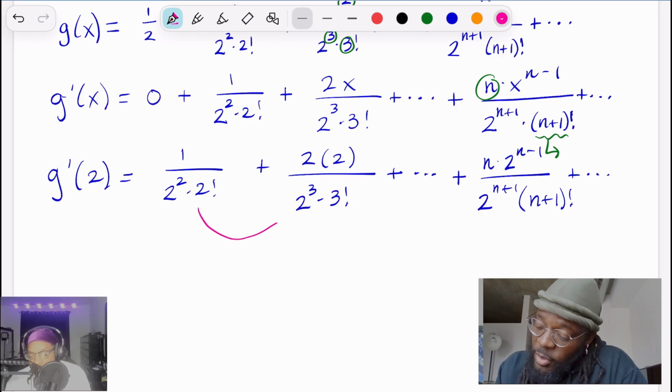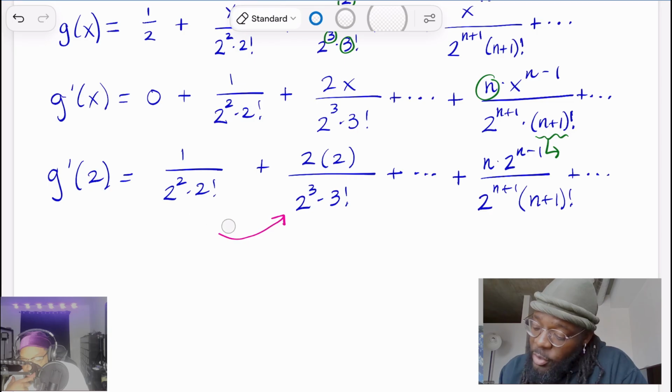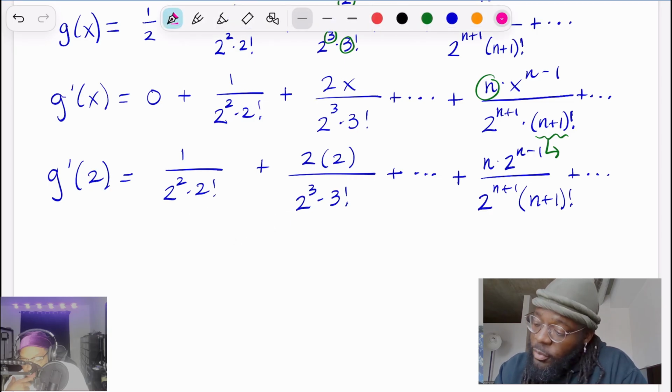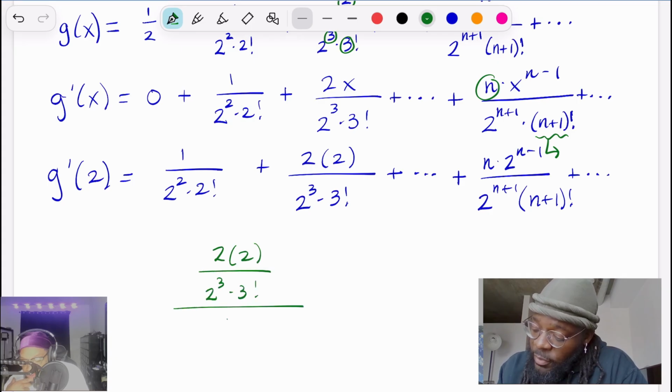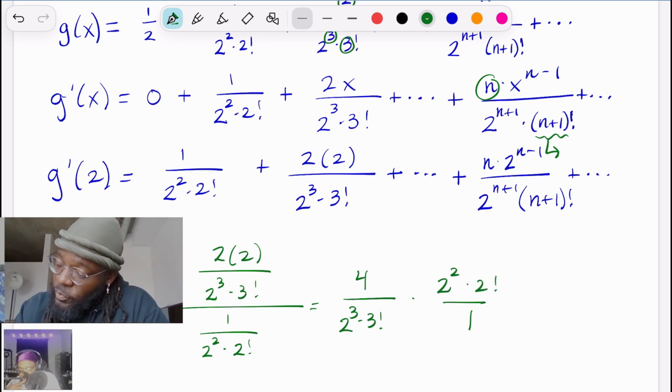So let's see. From this first term to the second term, what do I multiply by? Well, I know I'm multiplying by a 2 in the denominator. And maybe what I could do too, I can just divide these two terms to see the ratio that way. So 2 times 2 over 2 cubed times 3 factorial, divided by 1 over 2 times 2 to the second power times 2 factorial. So that's going to be 4 over, we got a lot of 2's running around, 2 cubed times 3 factorial times 2 squared times 2 factorial over 1.